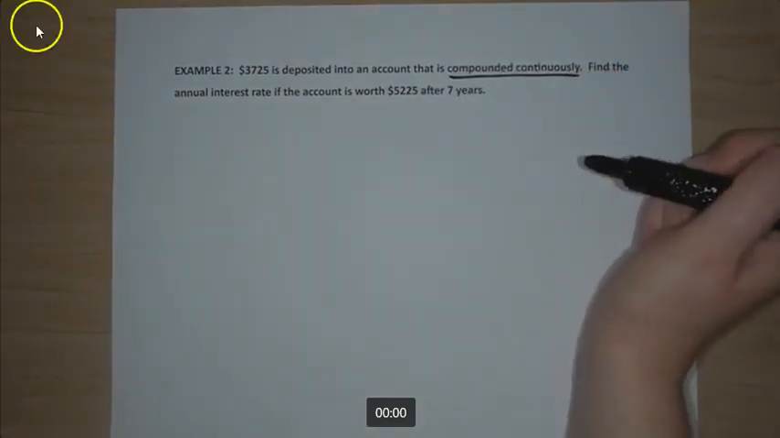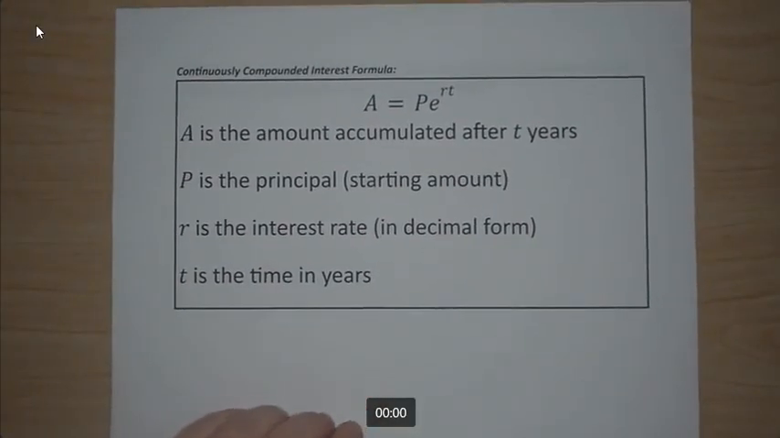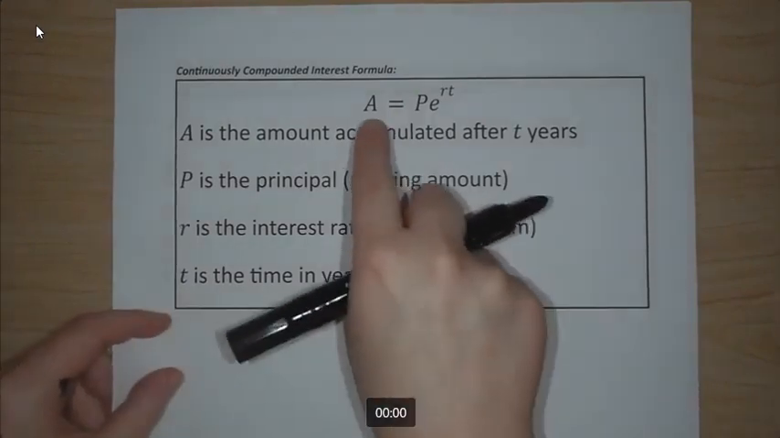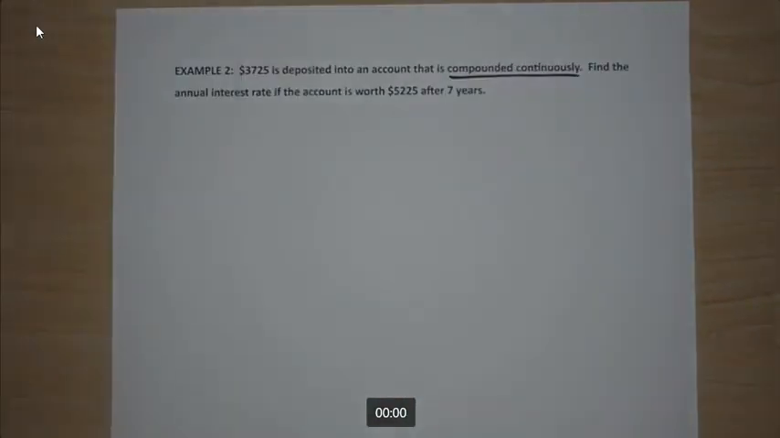So we have the formula for continuously compounded interest, which is A equals P e to the rt, where A is the amount accumulated after t years, P is the principal or the starting amount, and r is the interest rate in decimal form, and t is the time in years. So we're going to find which of these we have and which we don't in our problem.